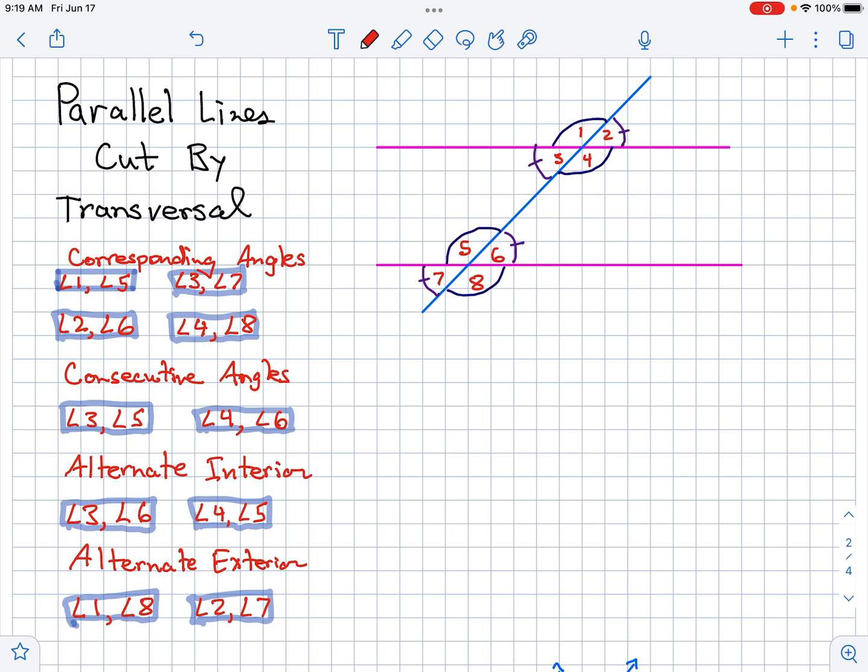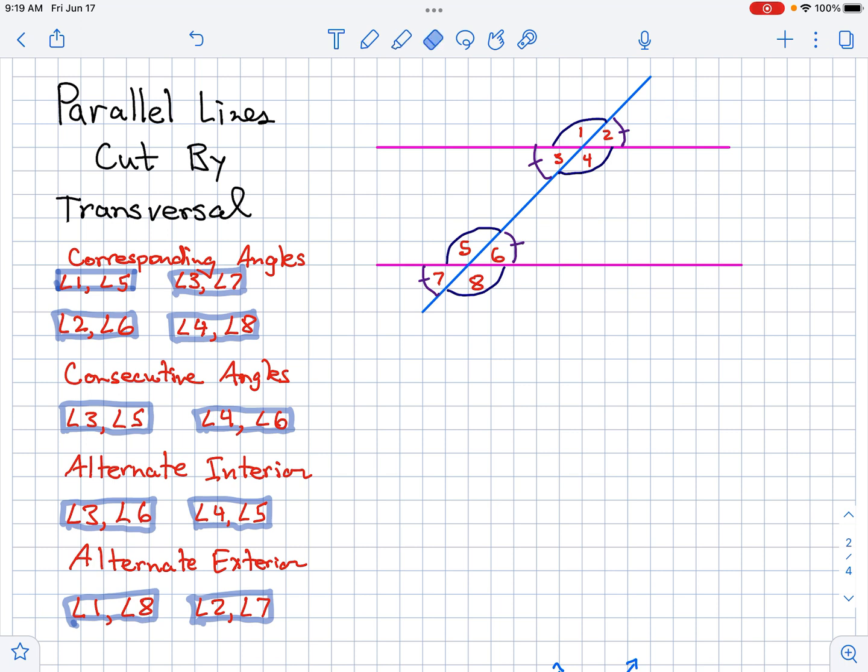But if you have a situation where, for example, this angle is congruent to this angle, in other words, two lines are cut by a transversal and the consecutive angles are congruent, then you know those lines are parallel. That's all you have to know. If you know that this angle is congruent to this angle, that's all you need to know those lines are parallel.